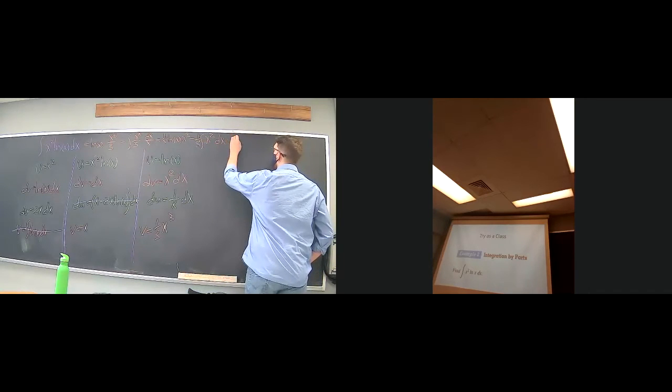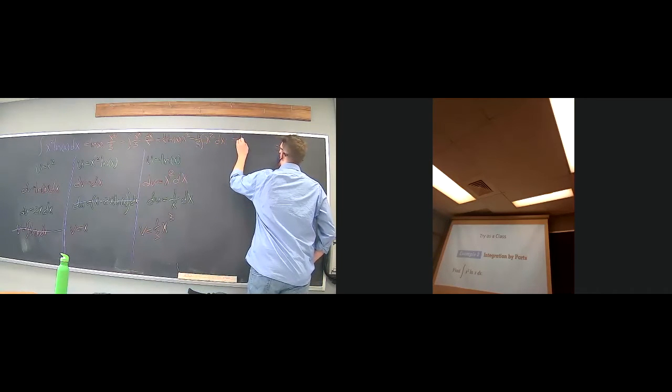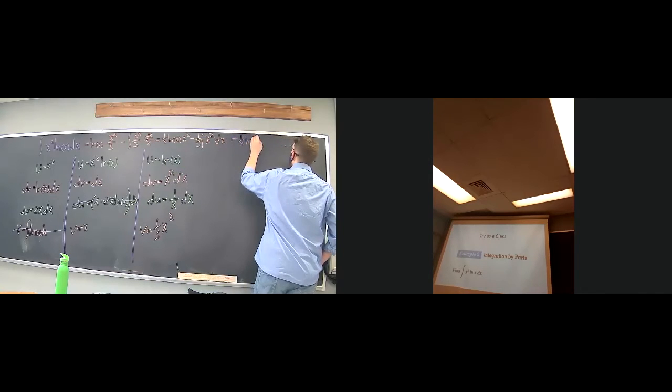So now, solving, we have 1/3 the ln of x times x to the third minus 1 over 9 x to the third plus a constant.